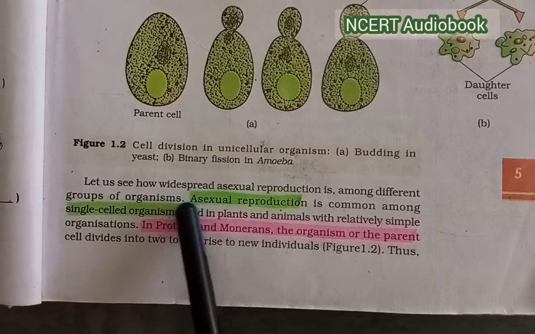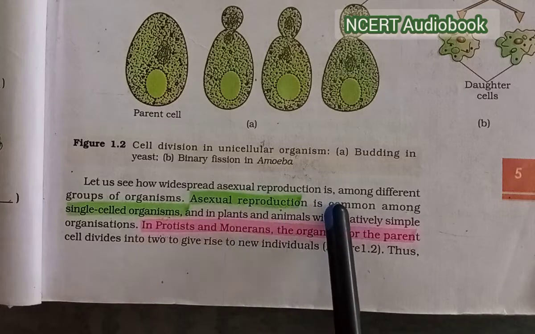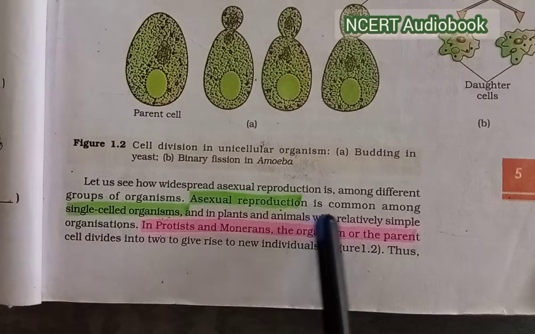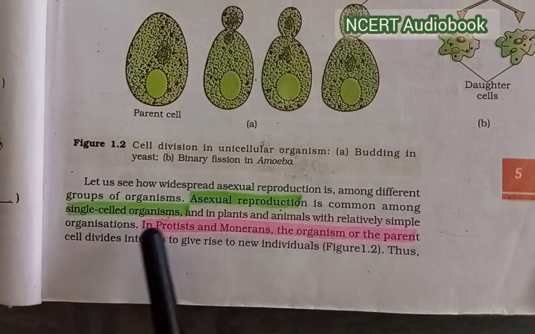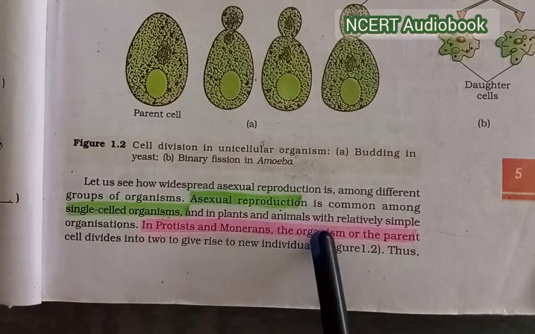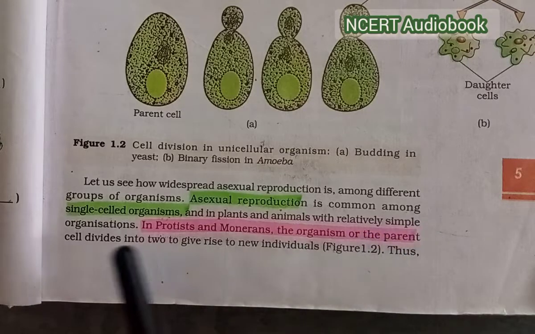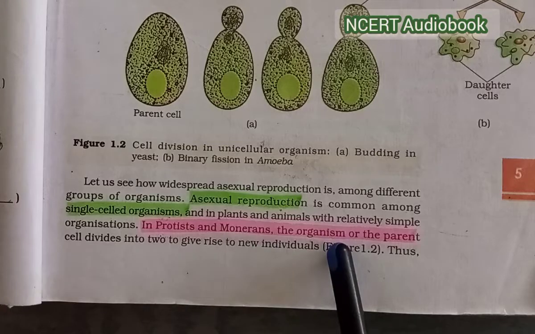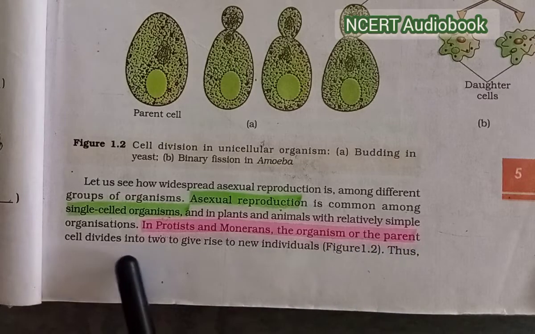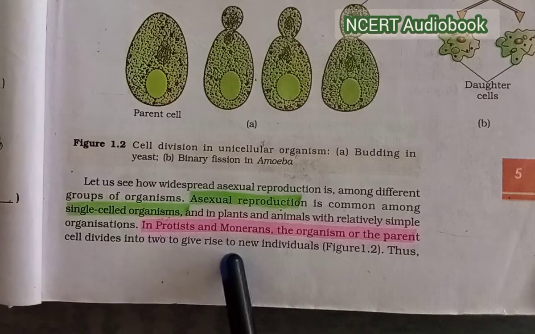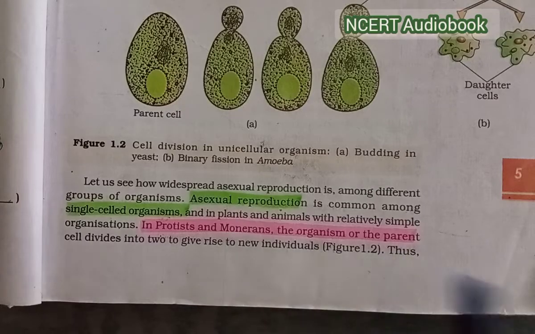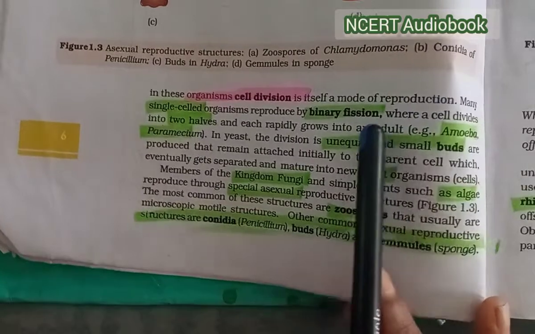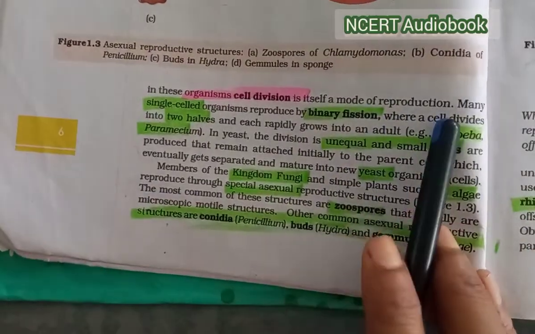Let us see how widespread asexual reproduction is among different groups of organisms. Asexual reproduction is common among single-celled organisms and in plants and animals with relatively simple organization. In Protista and Monera, the parent cell divides into two to give rise to new individuals. Thus, in these organisms, cell division is itself a mode of reproduction.